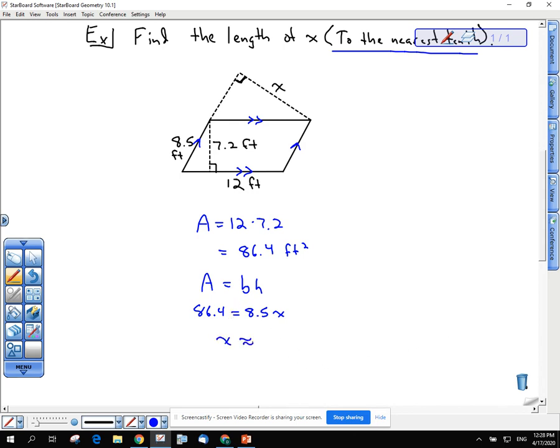Follow the directions on what it says to round, and make sure you're rounding correctly. Round to the correct decimal place and round correctly. 10.1647, that would be 10.2 feet.